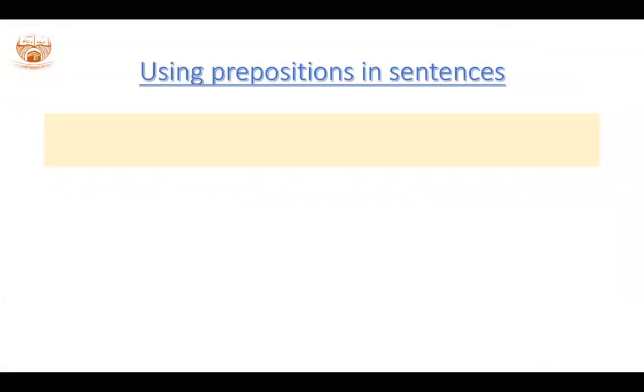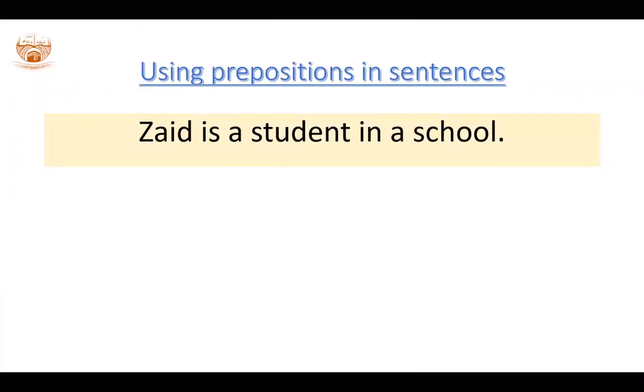Using prepositions in sentences now. Let's look at some of these sentences. Zaid is a student in a school. First of all, you all work with me on this. What type of sentence would this be? Would it be a verbal or a nominal? You look for a verb. Zaid is a student in a school. No verb. Is is a copula. So therefore it tells us that it is a nominal sentence. What came before the is, the subject, or the mubtada. What comes after, which is a student, is the khabar, or the predicate. And then we have in, which is harful jar, the preposition, followed by a school, the noun after the preposition, which is called majrur.